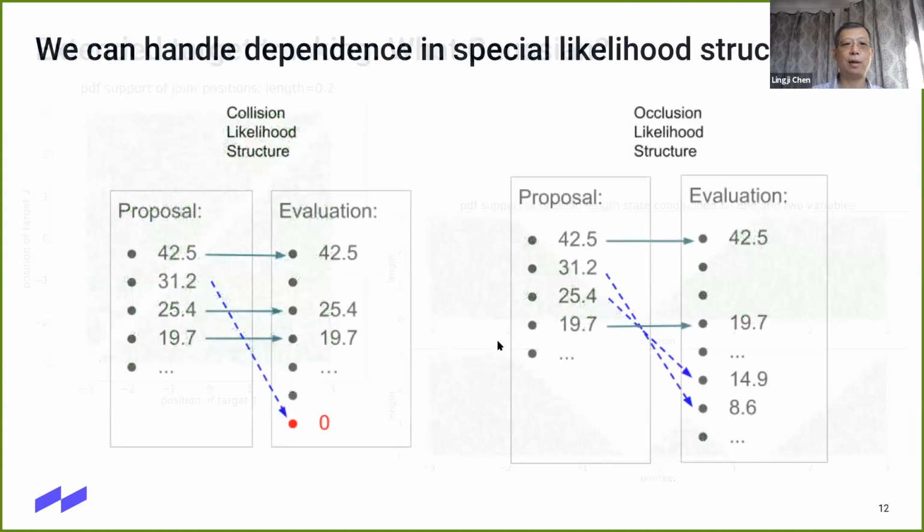So in summary, we can handle dependence, data association dependence, in some special likelihood structures if they satisfy certain conditions. And here are two examples that are described in the paper. Maybe we'll find more in the future.